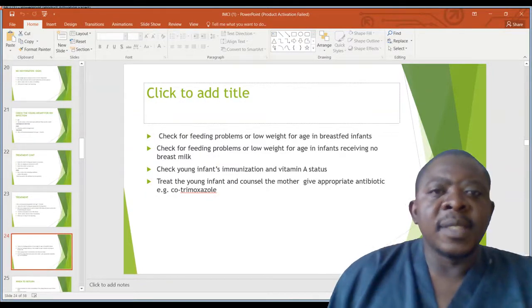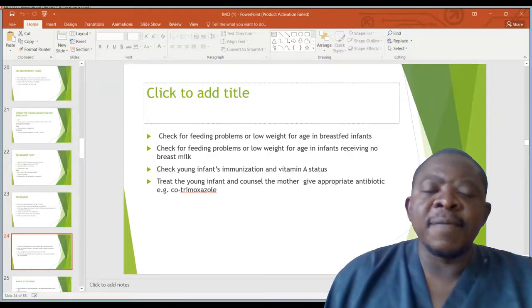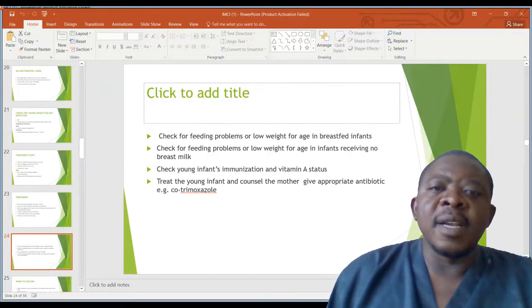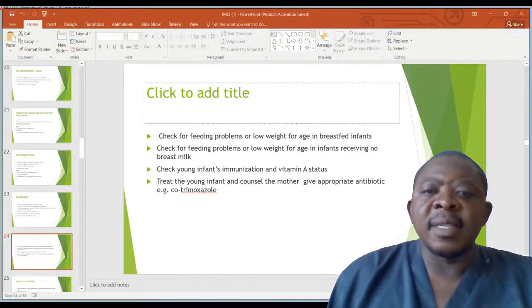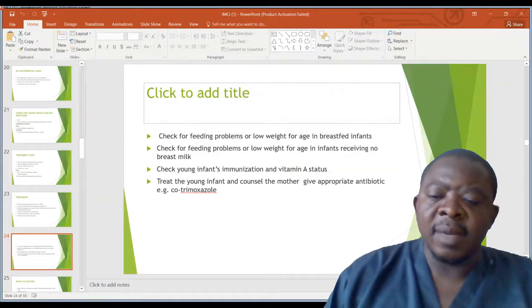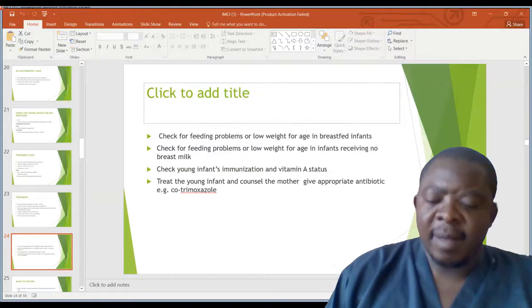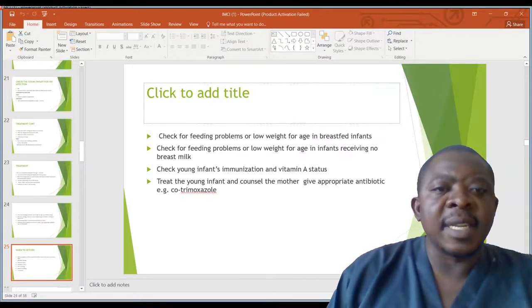You can check for feeding problems or low weight for age in breastfed infants, and check for feeding problems or low weight for age in infants receiving no breast milk. You can check the young infant's immunization and vitamin A status, treat the young infant and counsel the mother, and give appropriate antibiotics like cotrimoxazole as a prophylaxis to avoid opportunistic infections and other infections.